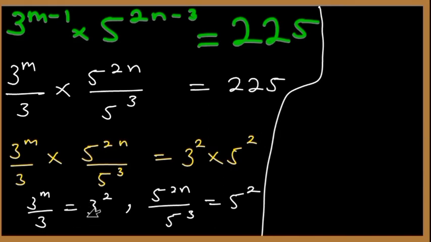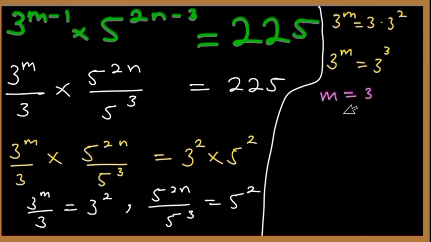So doing so, with this 3 multiplying this one, I will have 3 to the power m equals, now this 3 times 3 to the power 2, so I'll have 3 multiplied by 3 to the power 2. Now we apply laws of indices. The same base, we add the exponent. So adding the exponent, I will have 3 to the power m equals 3 to the power 3. So from here, we can see that m equals 3.